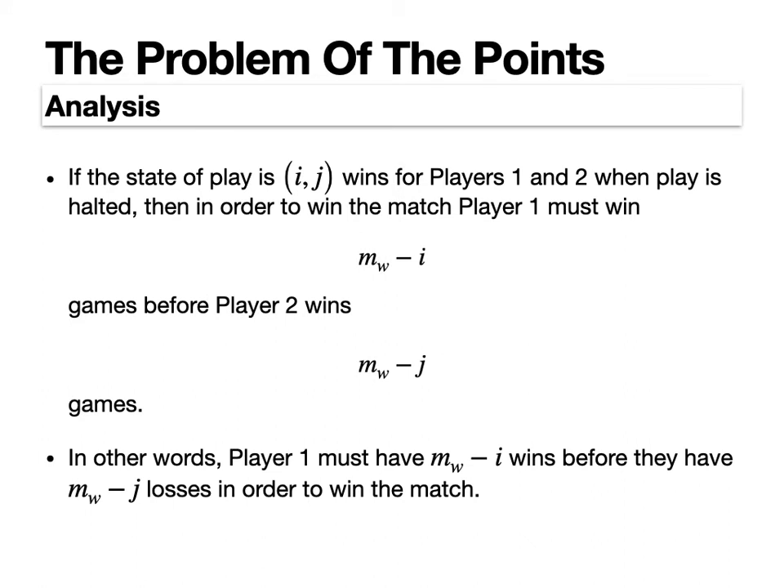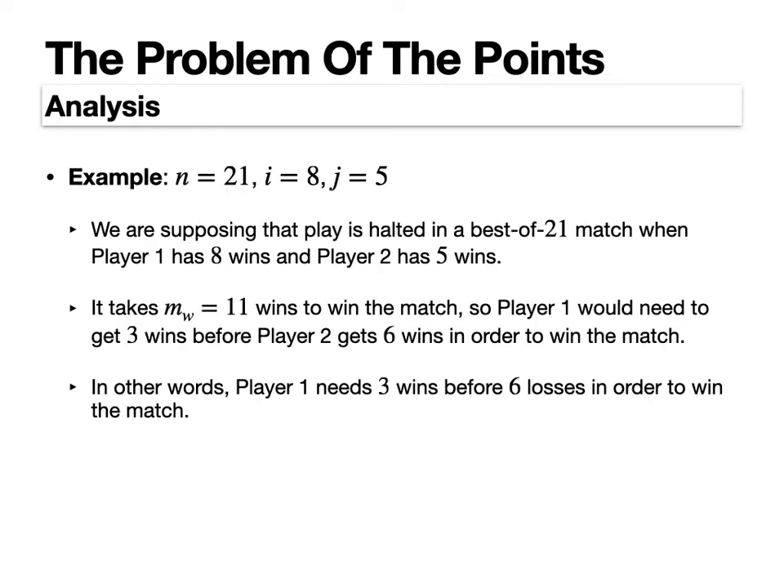Now the idea is that if the state of play is i wins for player 1 and j wins for player 2, then in order to win the match, player 1 must win an additional m sub w minus i games before player 2 wins an additional n sub w minus j games, right? I mean, that may be a little bit hard to think about, but just think about this example.